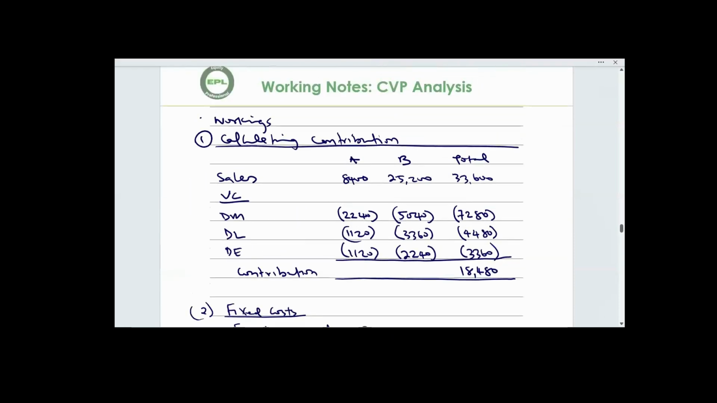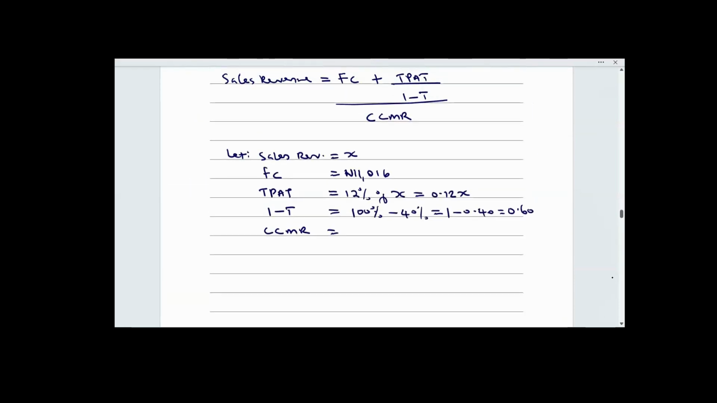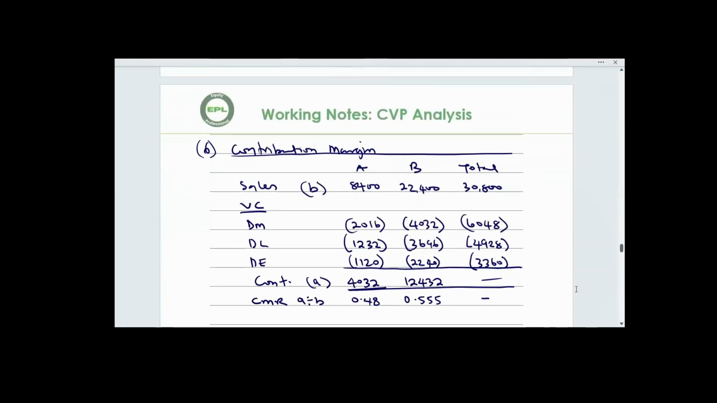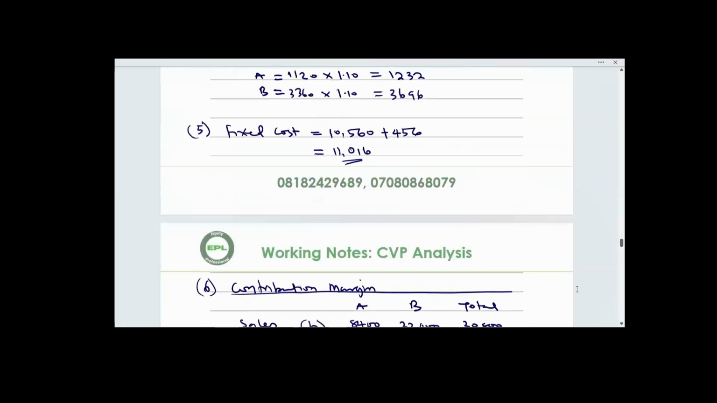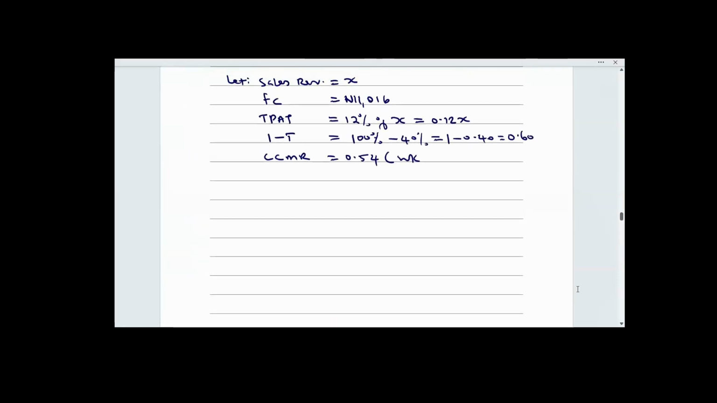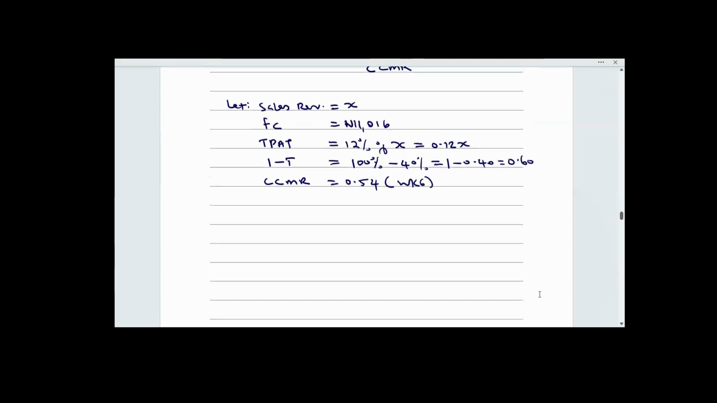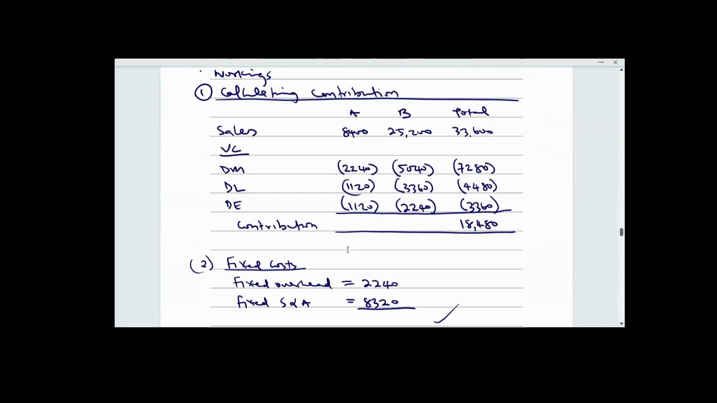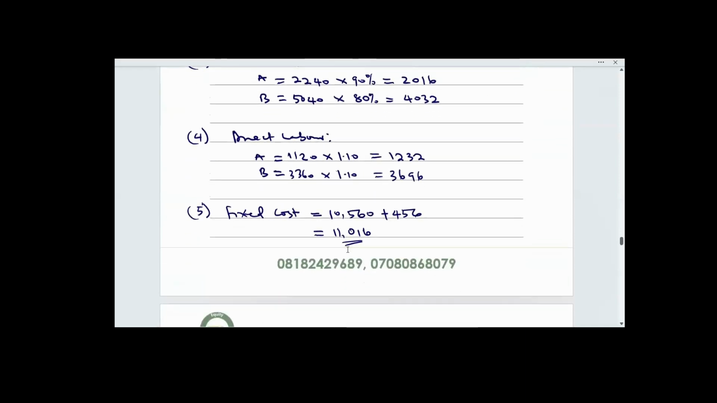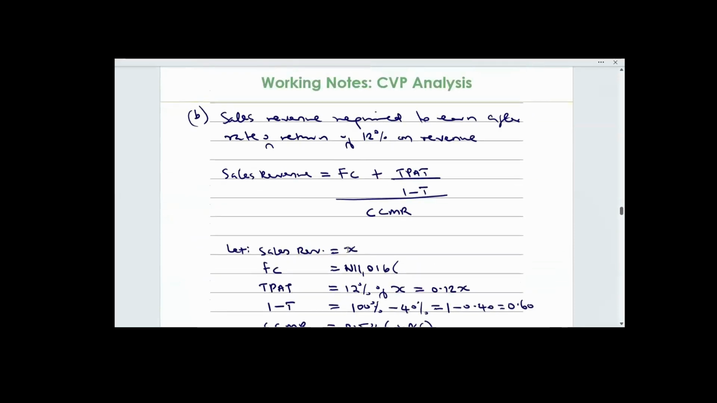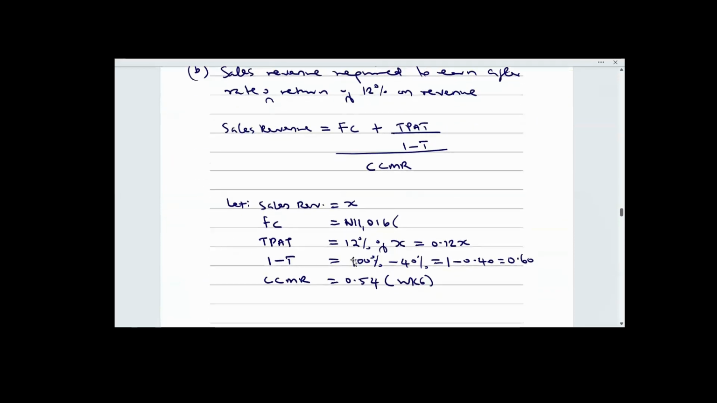Therefore, I will come here: 0.54. This is working number 6. We got it at working number 6. Then our revised fixed cost is from working number 5. That's working number 5, fixed cost.